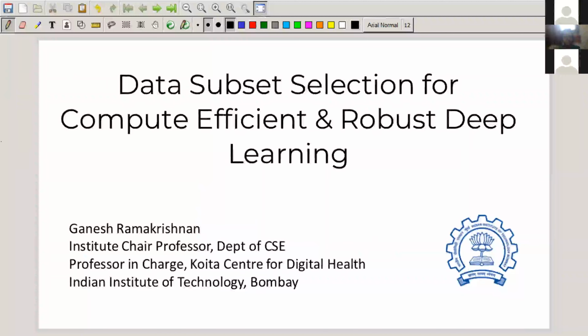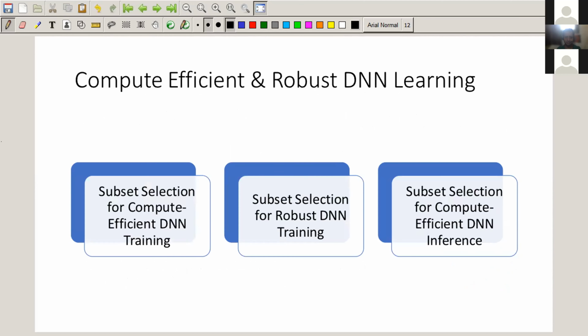was already introduced, and we have a group here at IIT Bombay, and my colleague at UT Dallas, Professor Rishabh Iyer. We've been trying to build robust techniques and compute efficient techniques for deep learning. And why is this of interest at all?